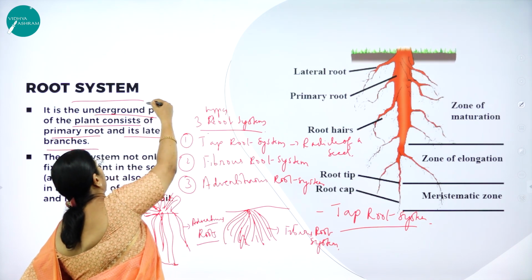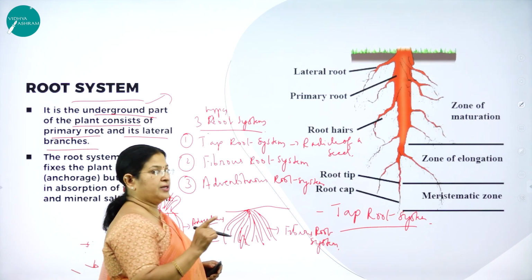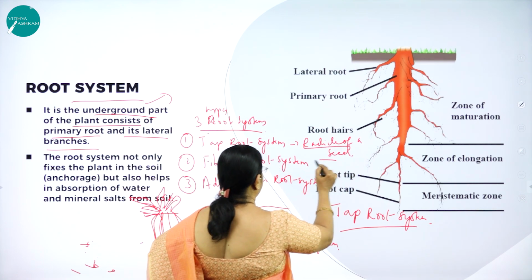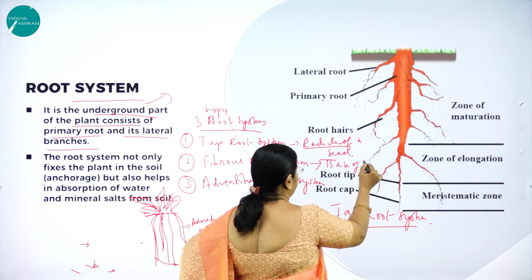Now we are dealing with what? Only the root system. So the taproot system is developed from the radicle of a seed. The fibrous root system is developed from the base of the stem.